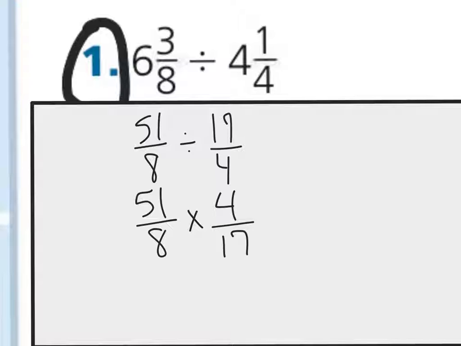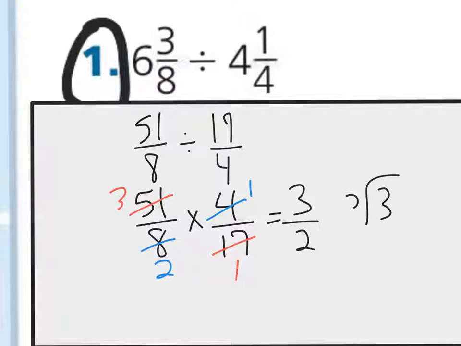17 times 3 is 51. So normally we haven't been doing this. Since this is multiplication, if you want to reduce these down, you can. I'm reducing those by 17. The 4 and the 8 I can reduce by 4. If you do it that way, you'll get 3/2, which is the same as 1 1/2.